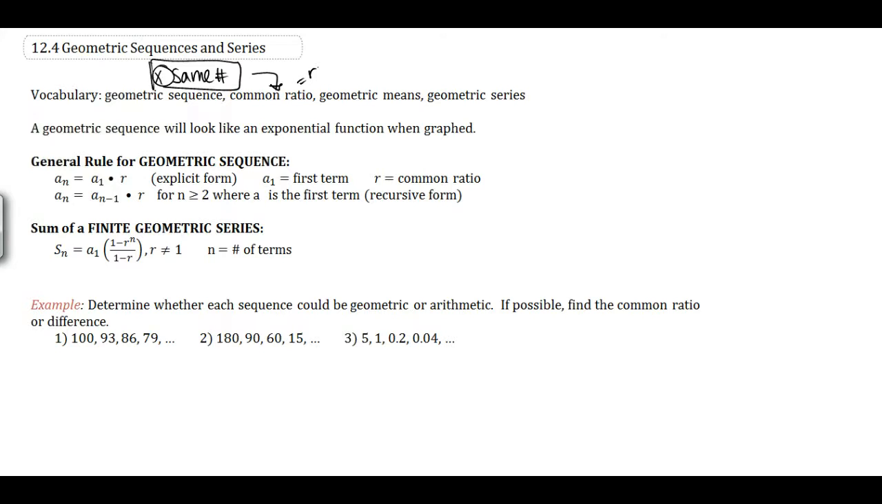Geometric means what number is right in between two numbers. And a geometric series is summing up a bunch of numbers that have a common ratio. And that will be a formula too. So let's start off with our general rule.